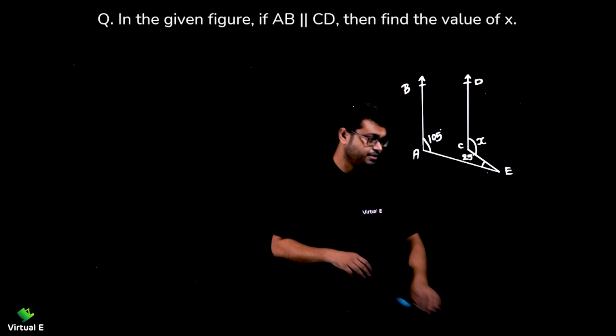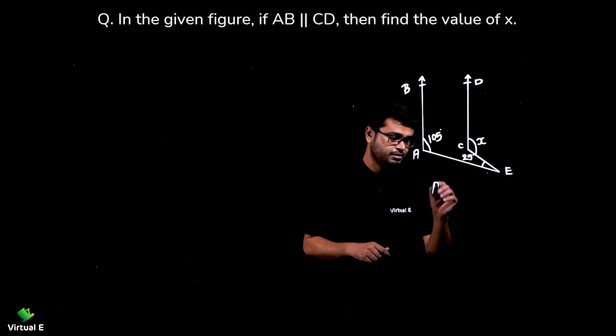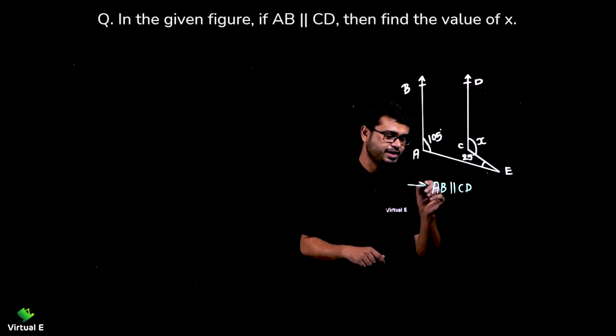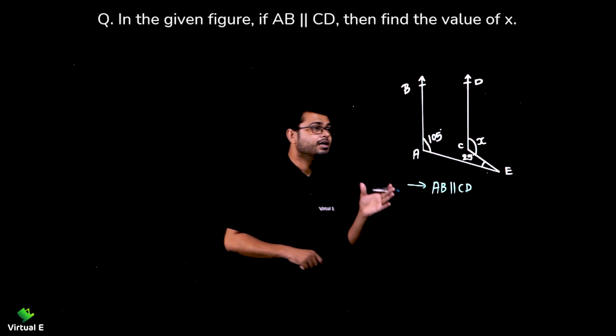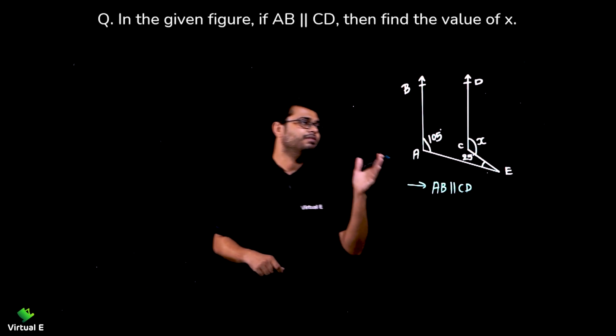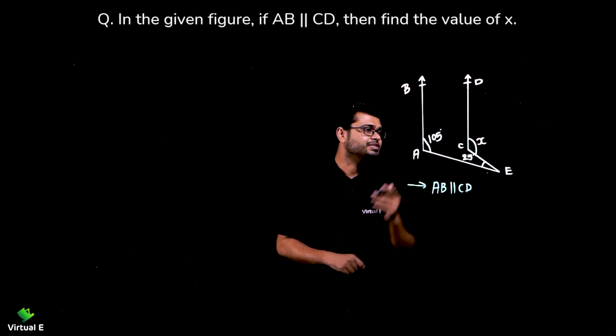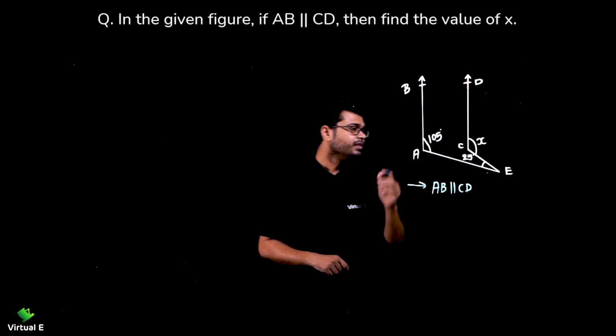Okay, so it's given here that AB is parallel to CD, right? This is a very important condition. We know very well that if lines are parallel, only then can we apply the properties. Only then can we get the value of X. That's very simple, so let's start here.